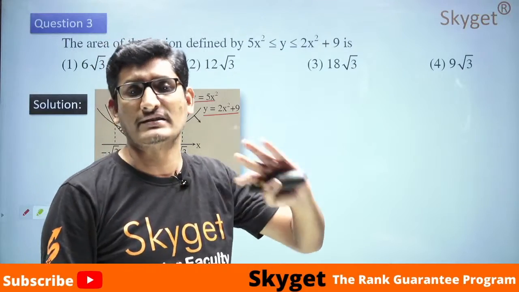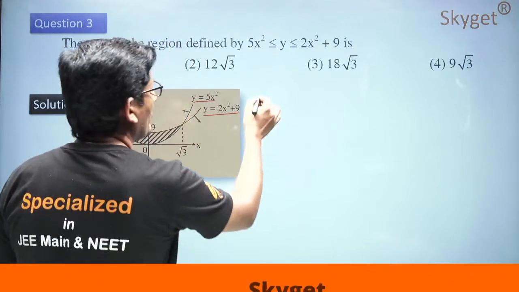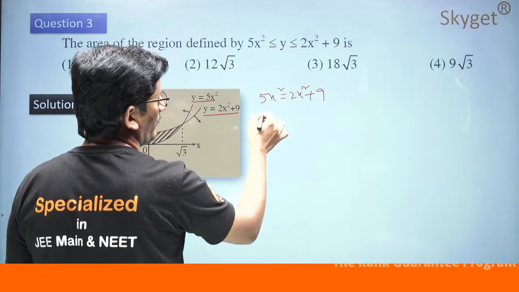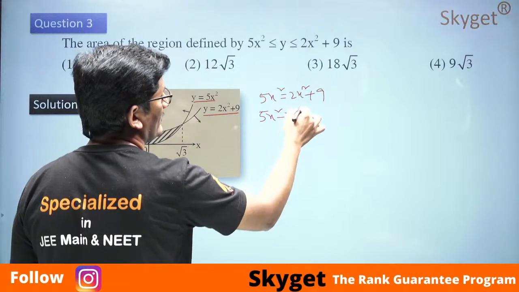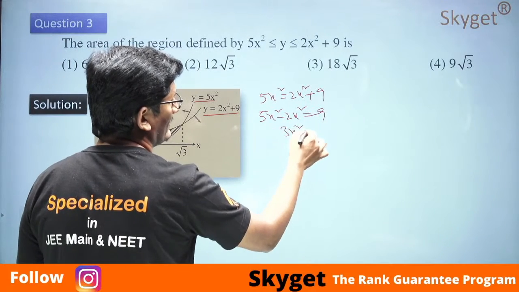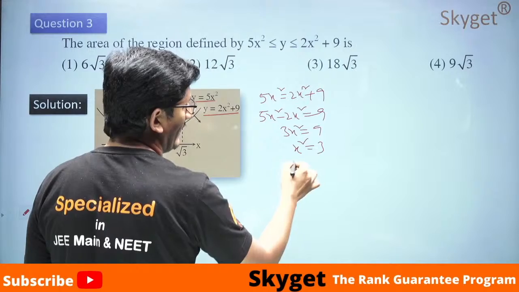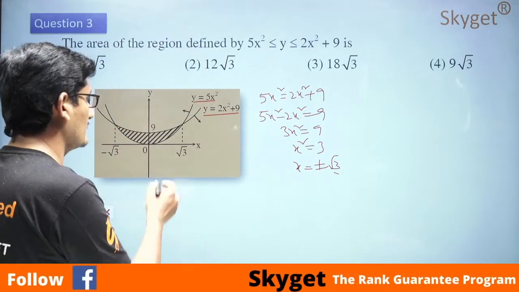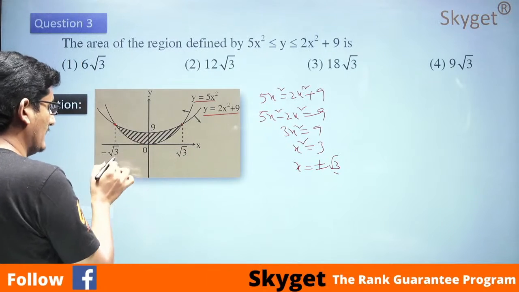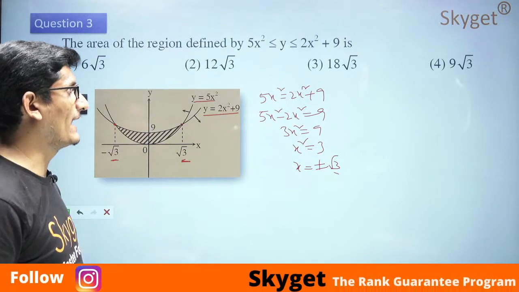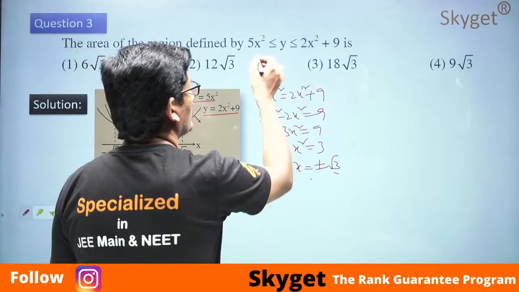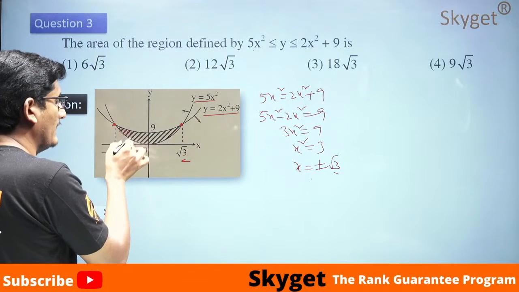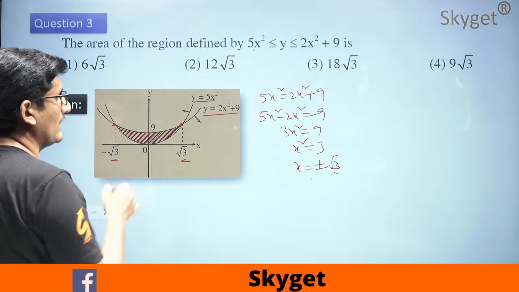So all the problems are similar, and see here, I am taking 5x square is equal to 2x square plus 9. So 5x square minus 2x square is equal to 9. 3x square is equal to 9. x square equal to 3. x is equal to plus or minus root 3. So we got the point of intersection. So minus root 3 and plus root 3 are the x values. Substitute the x value in any one of the equations, we get the y value. These two are the points of intersection.